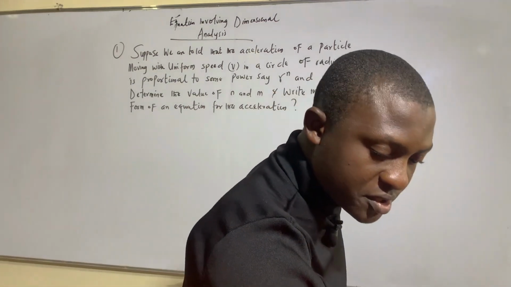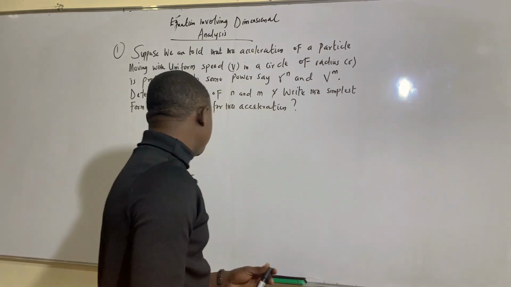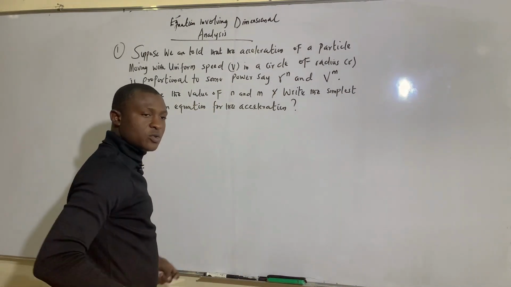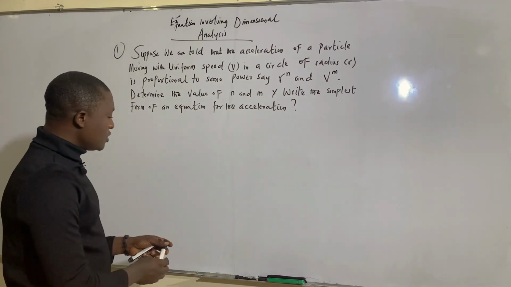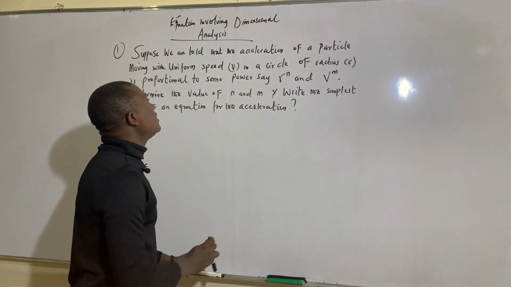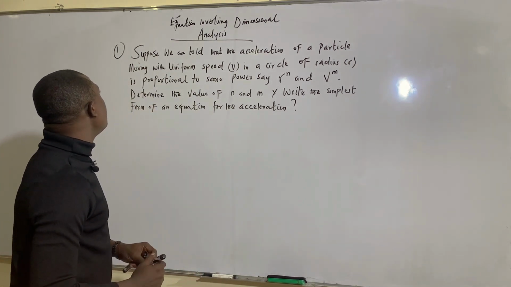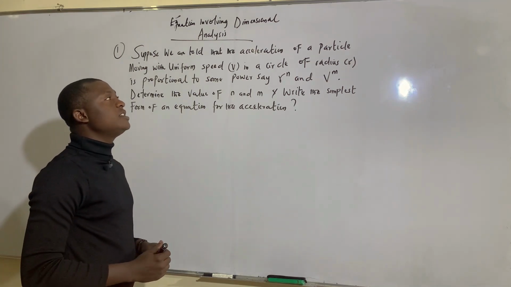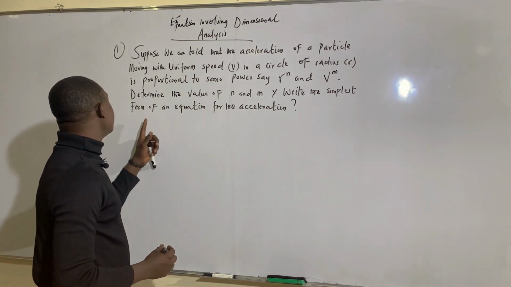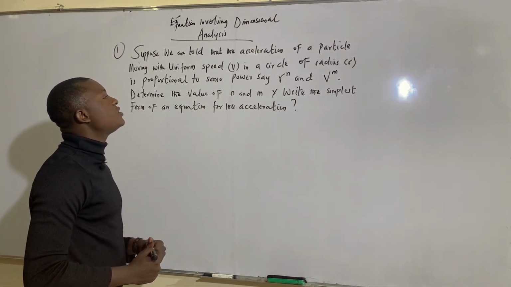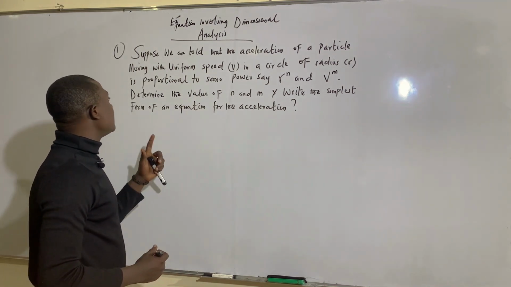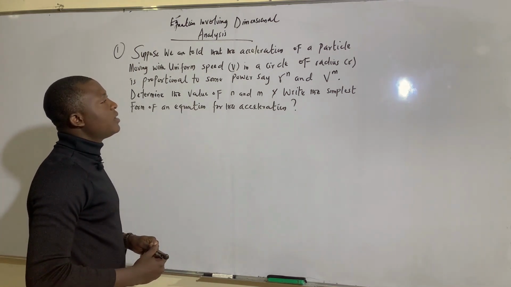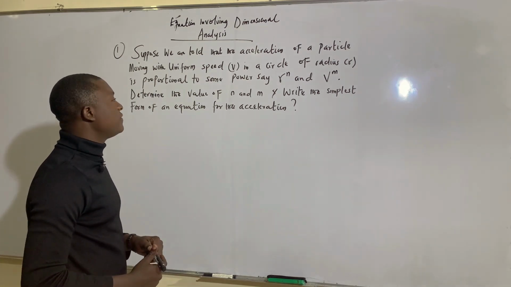So let's look at this problem. It's just a simple question and straightforward to answer. They said, suppose we are told that the acceleration of a particle moving with uniform speed v in a circle of radius r is proportional to some power, say r raised to the power of n and v raised to the power of m. Then we should determine the value of n and m and write the simplest form of an equation for the acceleration.